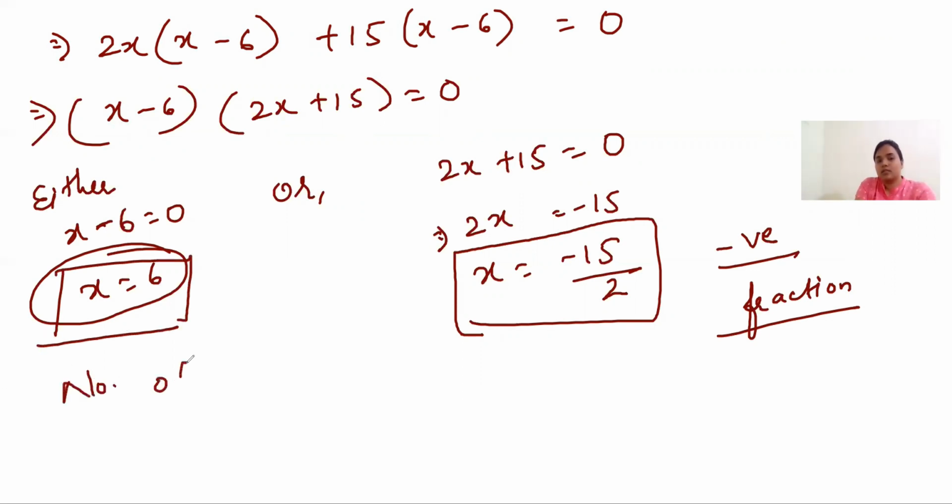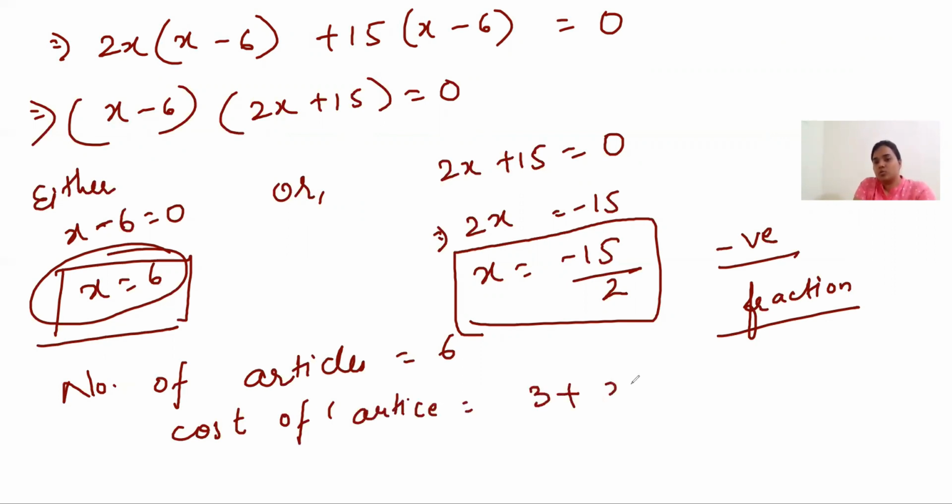So number of articles produced in one day will be 6 and cost of one article will be 3 plus 2x, that is 3 plus 2 into 6, that is 3 plus 12, that is equal to rupees 15. Even you can check your answer. If we multiply 15 and 6, we are getting 90. So we are getting total cost of production as rupees 90. So with this question, we are done with exercise 4.2. In the next video, we will do exercise 4.3 of this chapter.